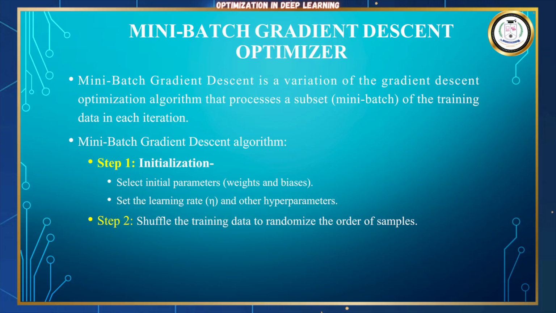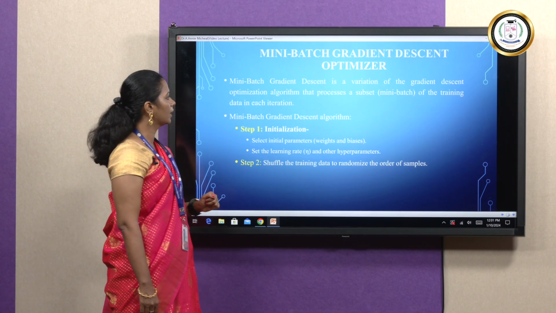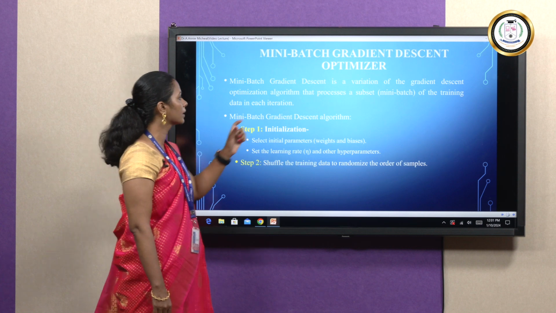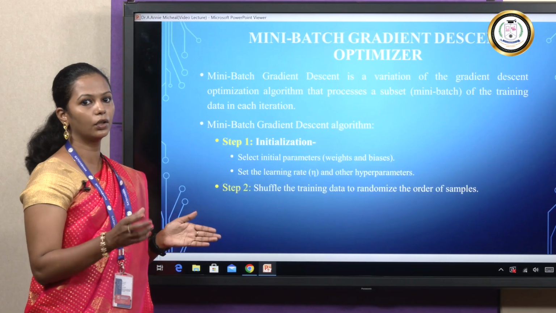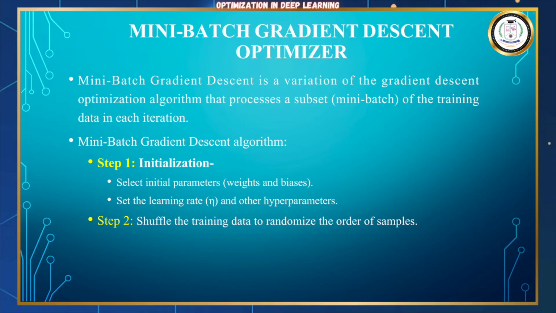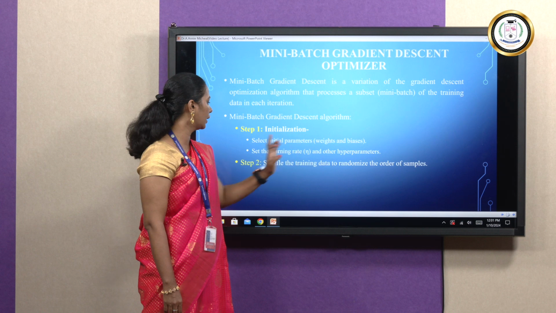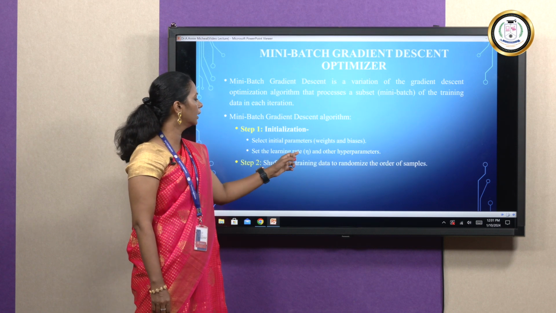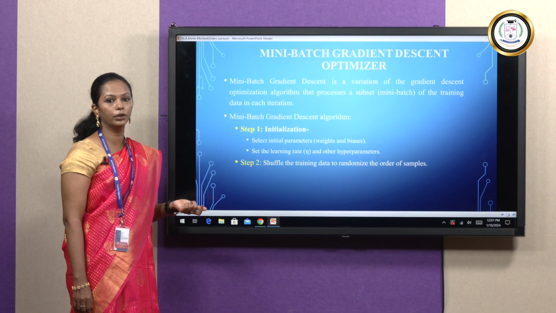Next is mini batch gradient descent optimizer. Here it is a variation of gradient descent optimization algorithm, and it processes only a subset of the data in each iteration. Suppose you are having 100 images and you are going to take only a batch of it, for example 50 or 25. So mini batch gradient descent algorithm works as follows. Initialization, you are going to select the initial parameters, weight and bias, and set the learning rate and other hyperparameters. Then after that you are going to shuffle the training data to randomize the order of samples.